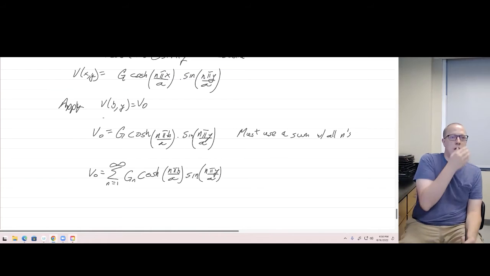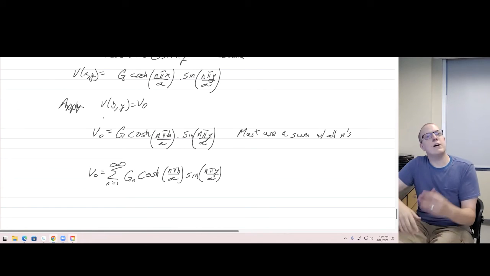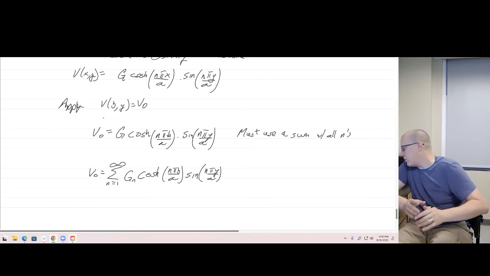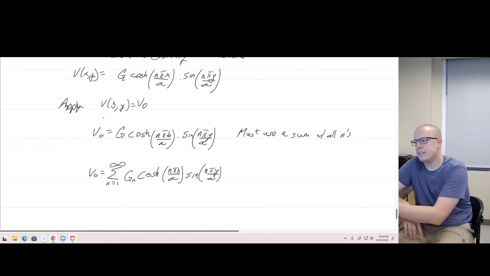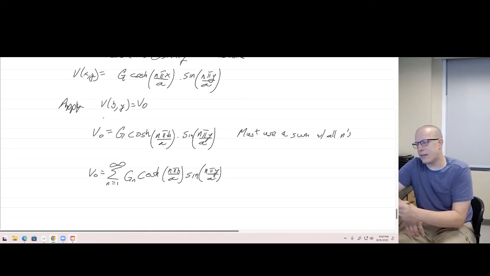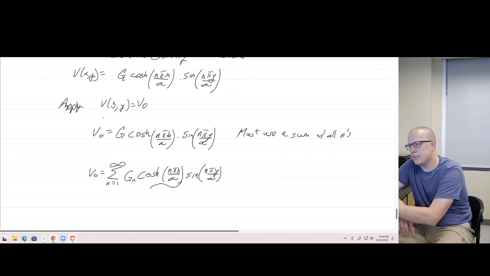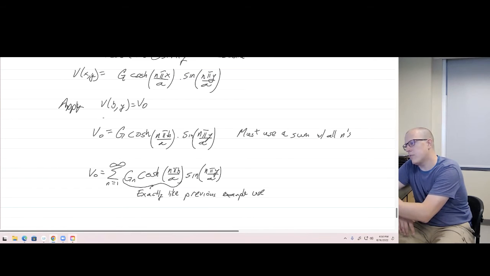Okay. And now, even though I've made it more complicated by having this sum, now I just need to figure out what the Gn's are. And this is exactly like what we had with the previous part, except now I have this cosh thing sticking in here, but this is just a constant, right? This is a b. There's no x or y in here. And so instead of solving for the Gn's, I'm just going to solve for this whole thing. And this is exactly like the previous example, where we use this thing called Fourier's trick.